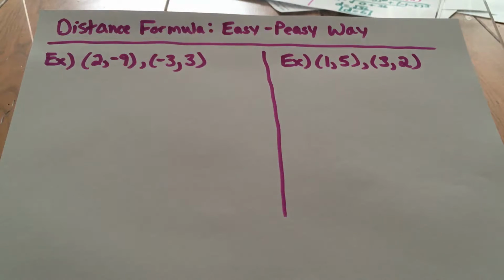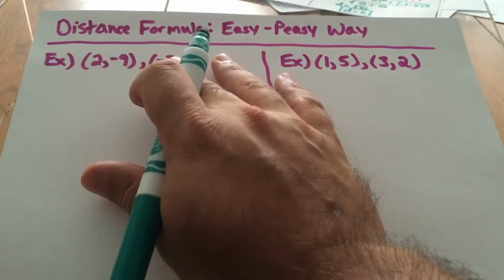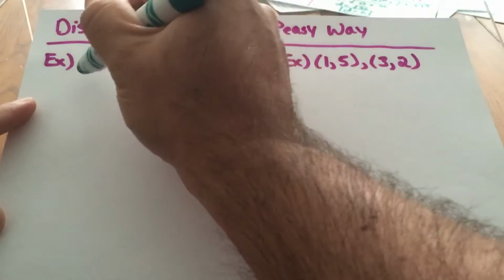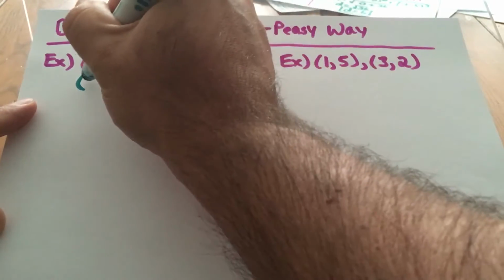So what I've come up with for the distance formula is a way to do it without actually remembering what the formula is. Trying to remember that formula can be kind of difficult. The way you do it is, we've got two coordinate points, and the first step is to line them up underneath each other.